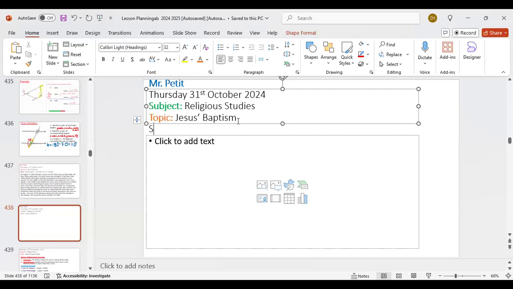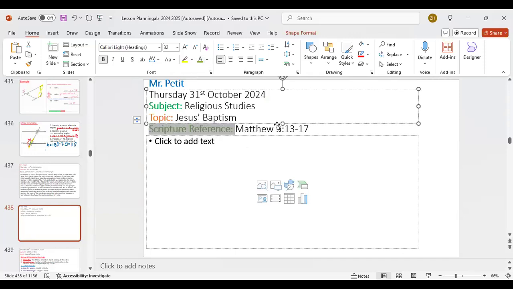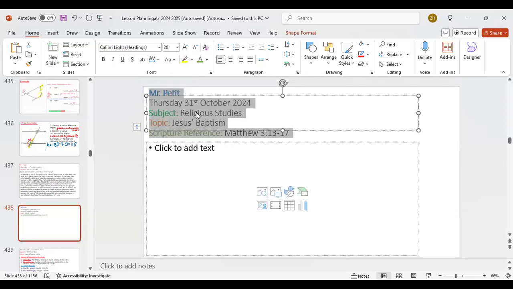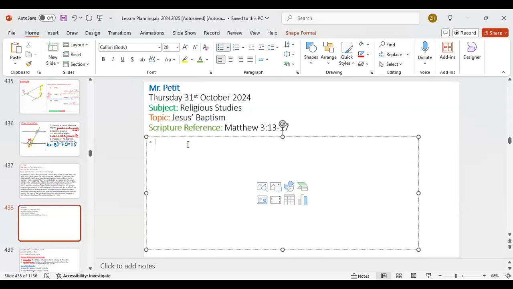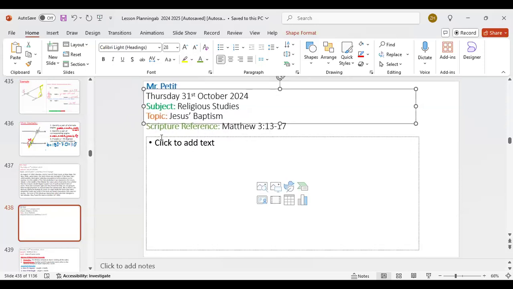Let me give you all the scripture for this one. Scripture reference: Matthew chapter 3 verses 13 to 17. A very powerful account, I should say. No, I'm talking about the one from Luke, Luke chapter 3 verses 1 to 20.